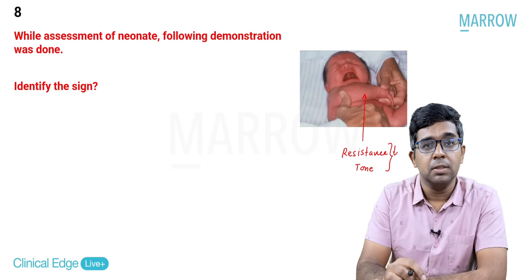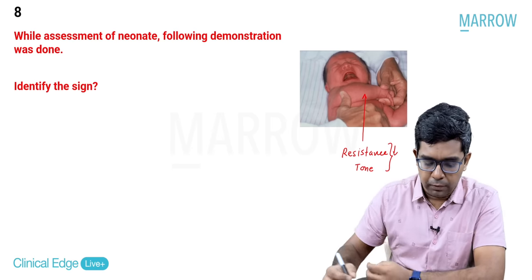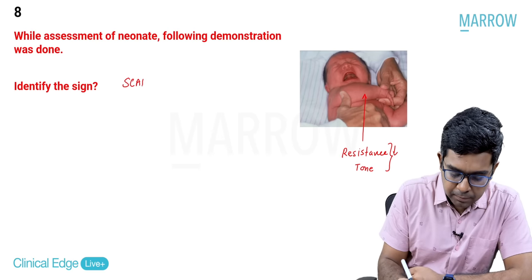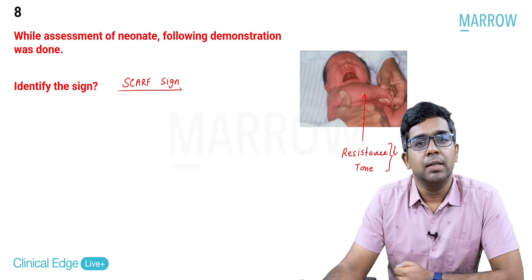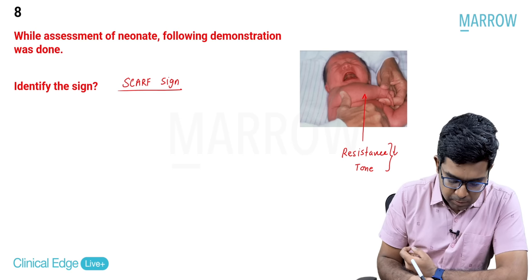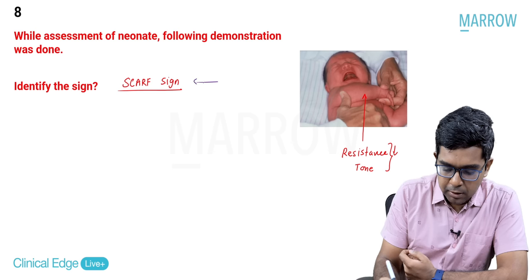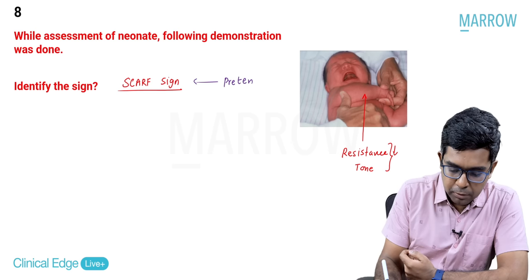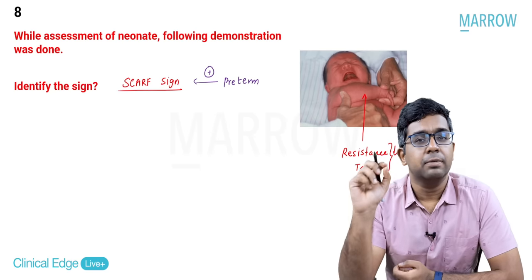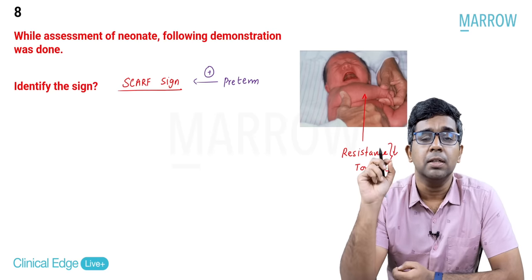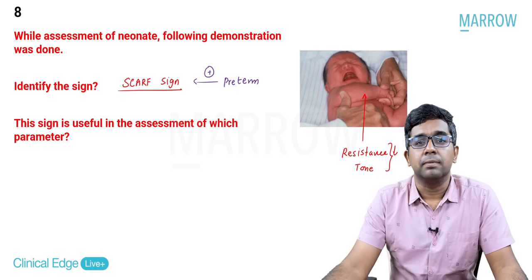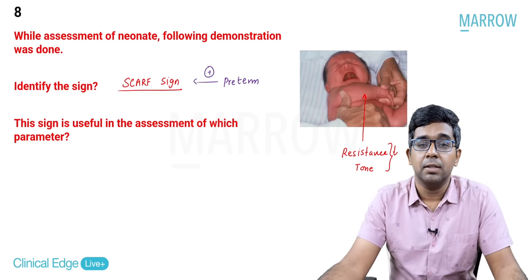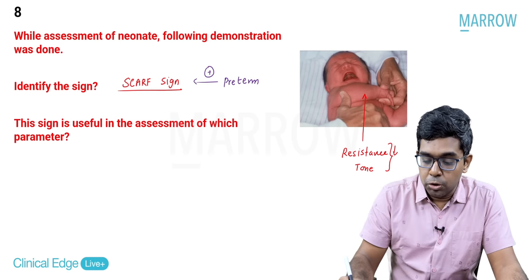Are you able to follow this? The name of this sign is what we call the scarf sign. Any idea in which group of babies you are going to get scarf sign positivity? Is it in a term or preterm? It is definitely going to be in a preterm baby only. Remember, scarf sign positive means elbow crossing the midline. Now the second part of the question is, this sign is useful in the assessment of which parameter? I have already told you the answer. It is useful in the assessment of tone in the baby.